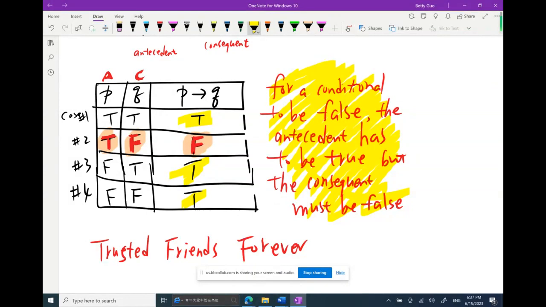For the reason why, please watch my video. Now here, we only need to memorize this sentence. For a conditional statement to be false, there's only one case in which a conditional is false. That is when the antecedent is true, but the consequent is false. I'll give you a little bit of time to memorize right here.